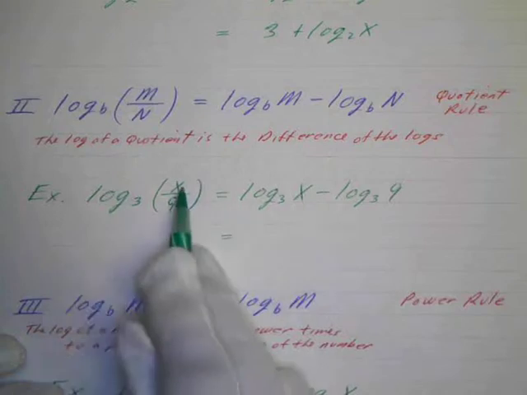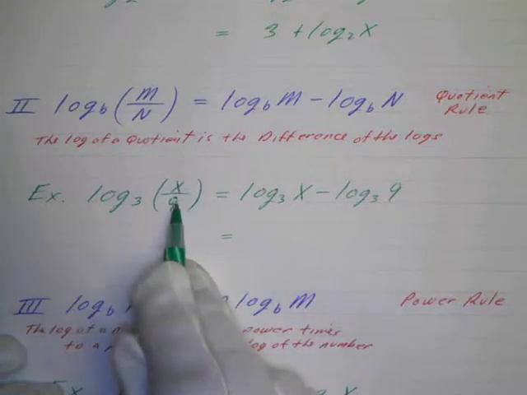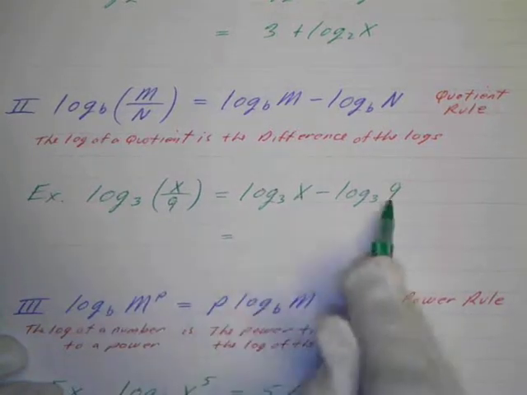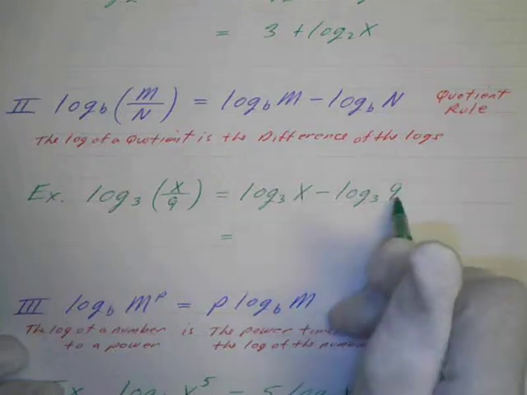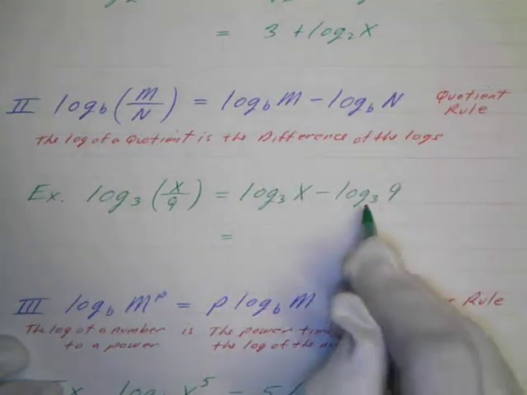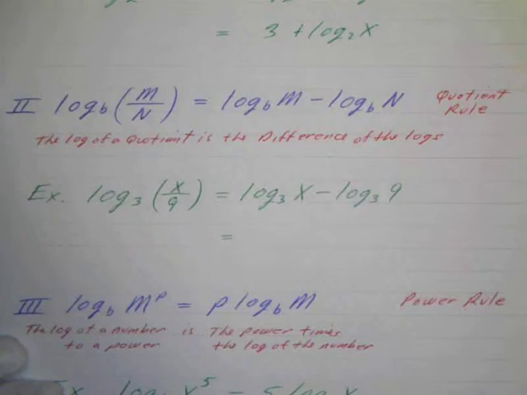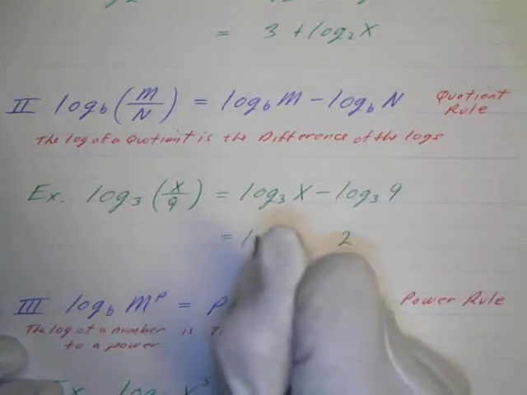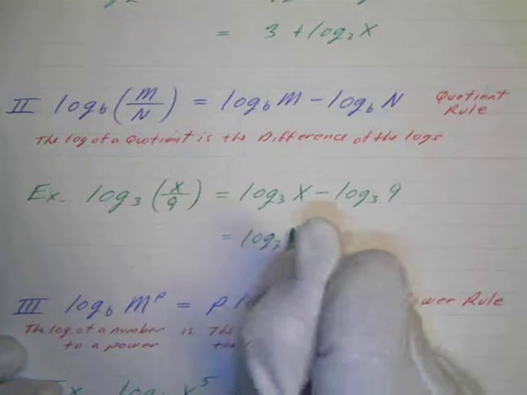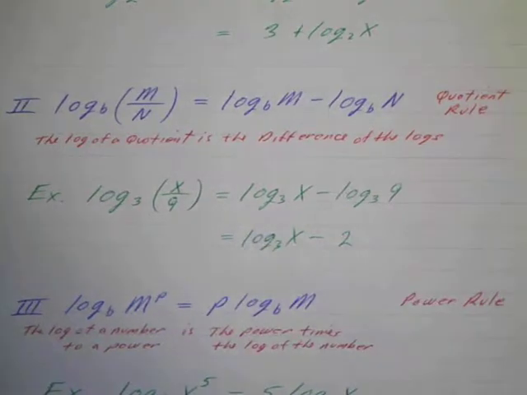The log to the base 3 of x over 9 can also be written as the log to the base 3 of x minus the log to the base 3 of 9. Okay, so that's our quotient rule. Now, we could also always simplify this because this is an exponent that when I raise 3 to it, I get 9. And 3 raised to what power is 9? 2. So you could actually simplify that to be 2, and that would be the log to the base 3 of x minus 2. So you could simplify that even a little bit more.